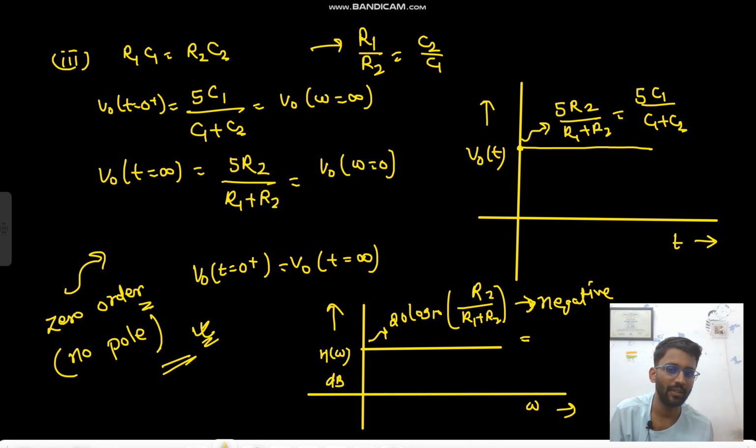So V naught by V in would be R2 upon R1 plus R2, or C1 upon C1 plus C2, and in 20 log 10. So this is negative, right? So this will be negative here, and that 5 shouldn't be there. Okay, so this was one small error.